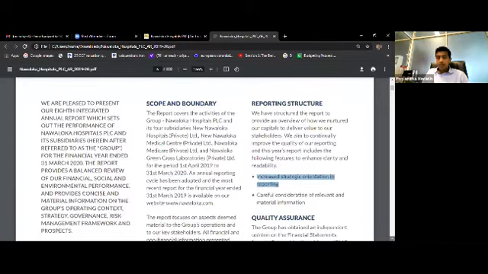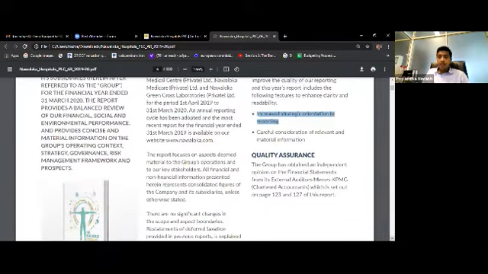And thereafter, quality assurance. What is this? The group has obtained an independent opinion on the financial statements from its external auditors, KPMG, and their report is set out on pages 123 and 127, right? So these financial statements have been audited by KPMG, right? So now we can get an overall idea about the annual report. Their period is 31st March, and this annual report is 31st March 2020, and their financial year beginning is 1st April 2019, right?